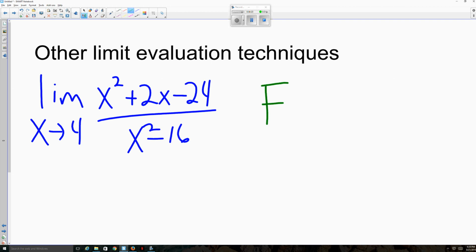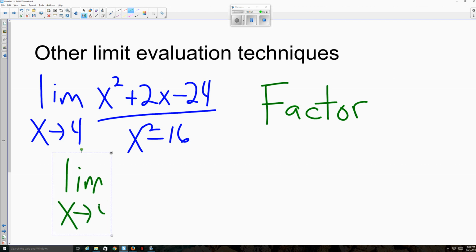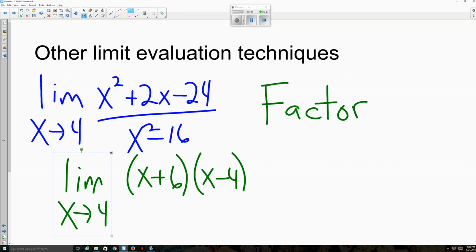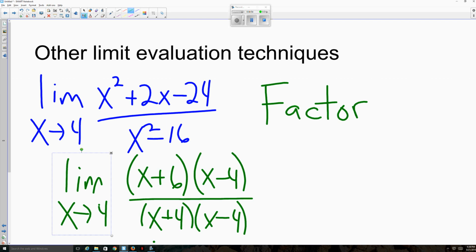We're going to factor. So you guys all remember how fun that was in algebra to factor. Well, here is a practical use for factoring. So we're going to take the limit as x approaches 4. We're going to factor these two, and the numerator is going to become x plus 6 and x minus 4 over x plus 4 and x minus 4. Okay, and notice those disappear. And this is something that we've done in college algebra. It's something we should have done in algebra 2 also.